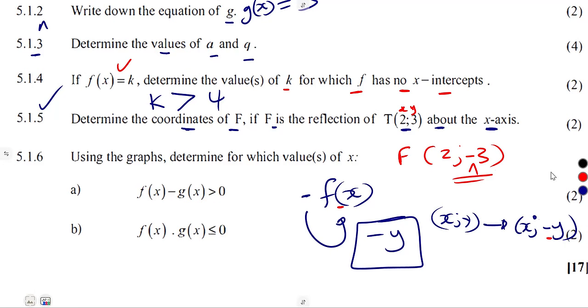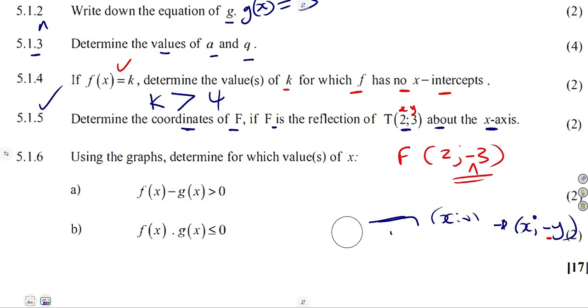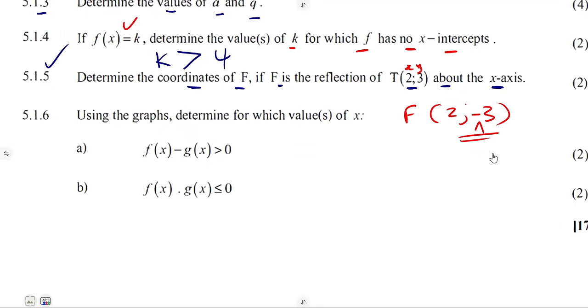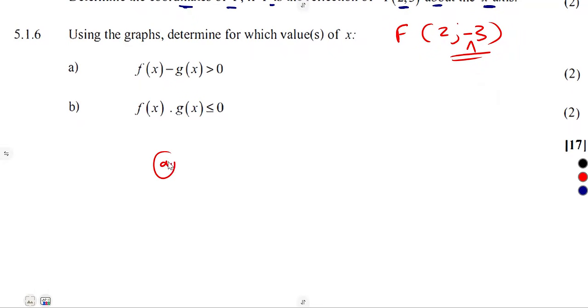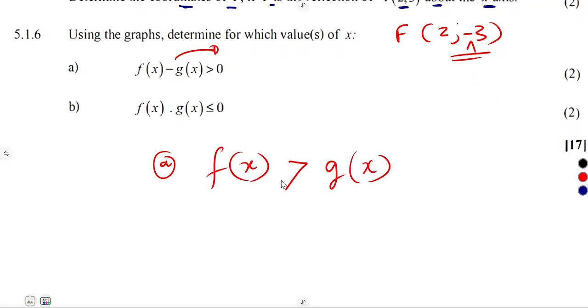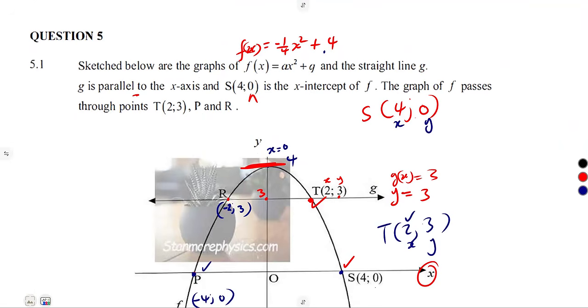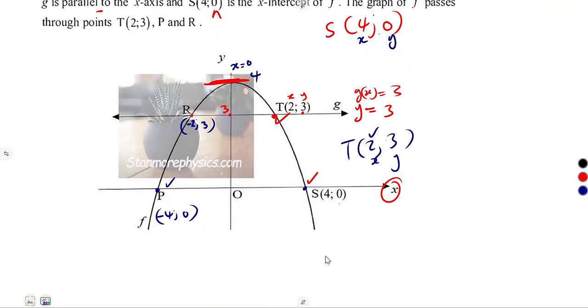Using the graphs, determine the values of x for which f of x minus g of x is greater than 0. Guys, I've talked about this type of question, and they do repeat this type. I said you just take one to the other side. So f of x is greater than g of x, all right? So that you can see both of them being positive. Where is f of x bigger than g of x? Where is it above g of x? That is what they mean.